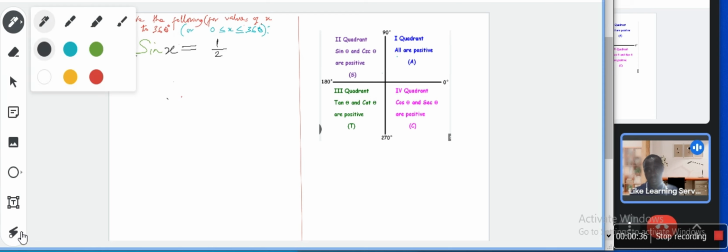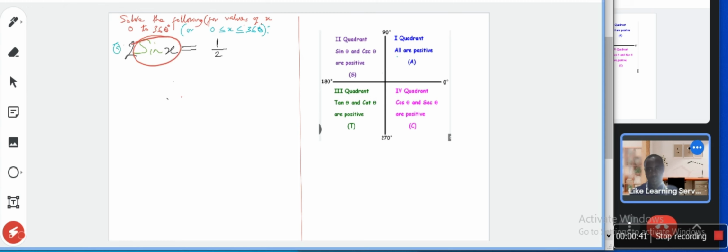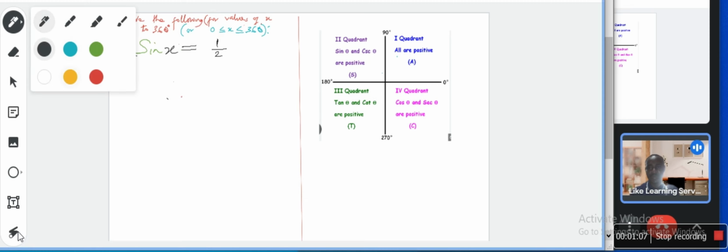How do you find sine x? What can we do to find sine x? Anybody? If 2 sine x is 1 over 2, what is sine x itself? When you divide both sides by 2, the 2 attached to sine x will cancel out. So can I just tell you to divide both sides by 2?